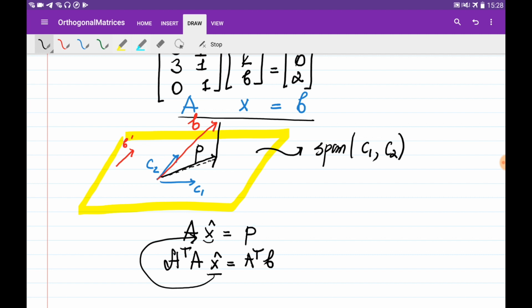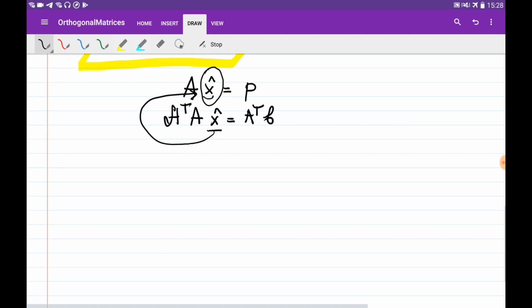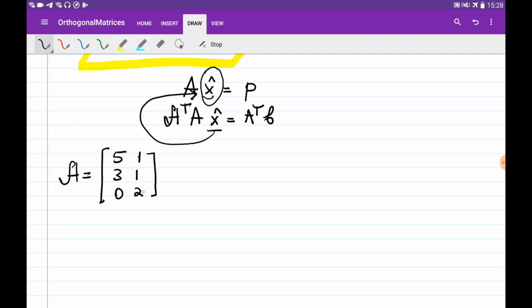Please note that we're not interested in finding the projection vector. We're interested in finding such a combination of the columns of A which gives us the projection. So we can do this for this example. Let's say the matrix A is given as 5, 1, 3, 1, 0, 2, 0, 1, sorry. And the b vector is given as 0, 0, 2.